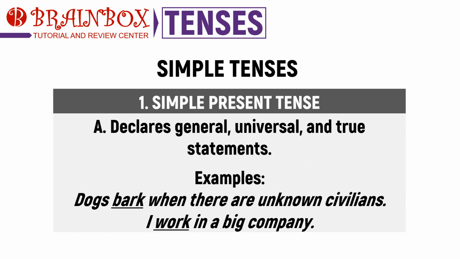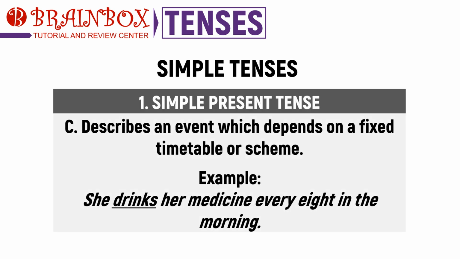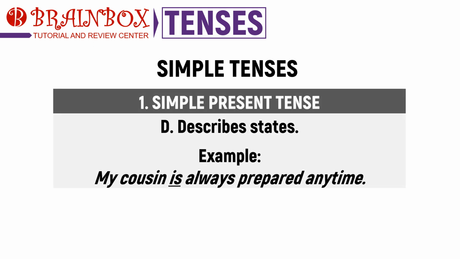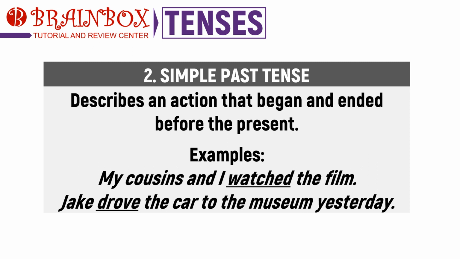The first one is the simple present tense. This is the base or simple form of the verb. Common usage of this tense are the following. A. It declares general, universal and true statements. B. Describes the regular or permanent features of one's life. C. Describes an event which depends on a fixed timetable or scheme. D. Describes states. Next is the simple past tense, which is a type of action that happened in the past.